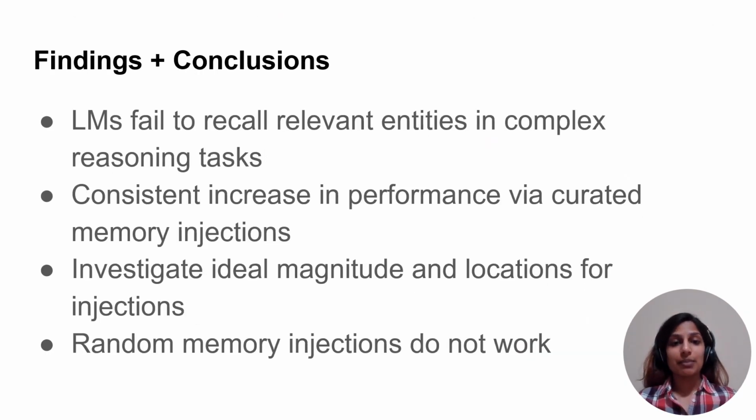To begin to conclude our presentation, we find that language models consistently fail to recall entities in complex reasoning tasks. We also observe a consistent increase in model performance when we curate memory injections. We further investigate the ideal magnitude and location for these injections across 2 different models and 2 different datasets, and we observe that random memory injections do not work. Thus, further backing up that memories that we inject into the model are actually contributing to model success.